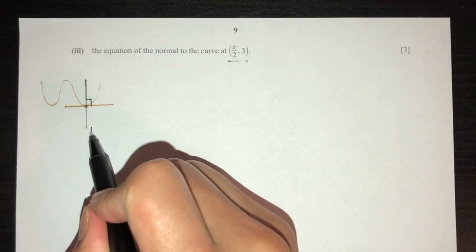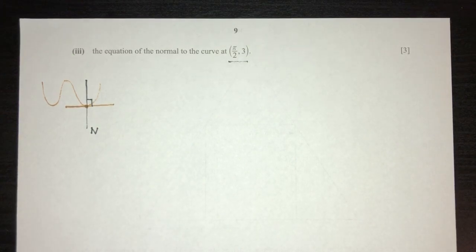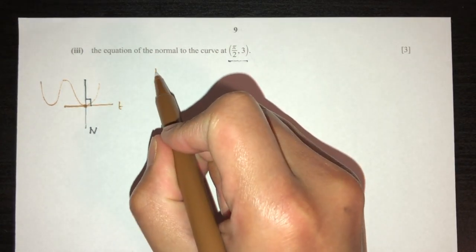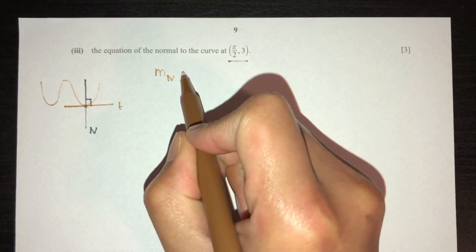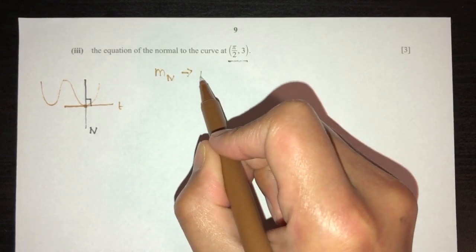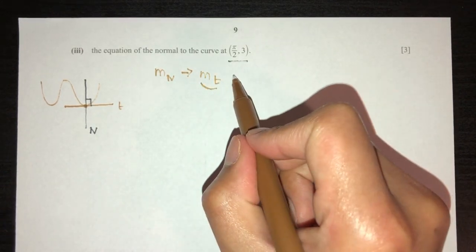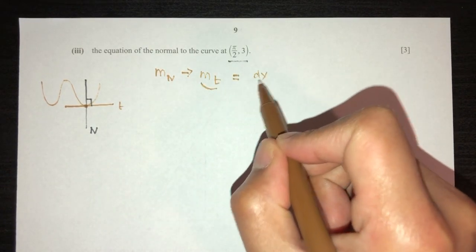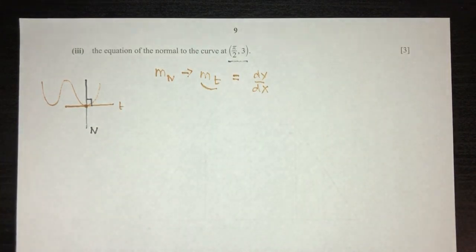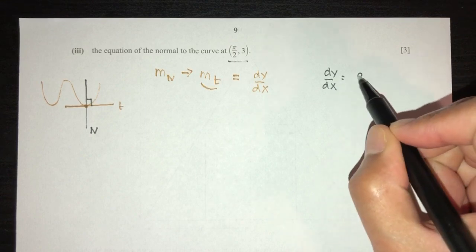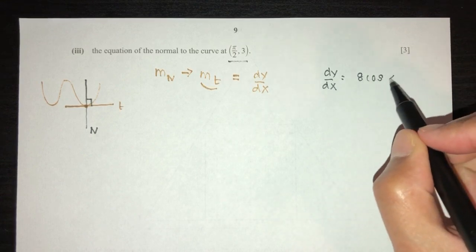So we want to find the equation of this line. Now, to find the equation of a straight line, you must first find the gradient of the line. I hope that makes sense, right? So to find the gradient of the normal, you first have to find the gradient of the tangent. Now, you must know by now, the gradient of the tangent is simply dy by dx. Now we know dy by dx from part 2 is equal to 8 cos 4x.